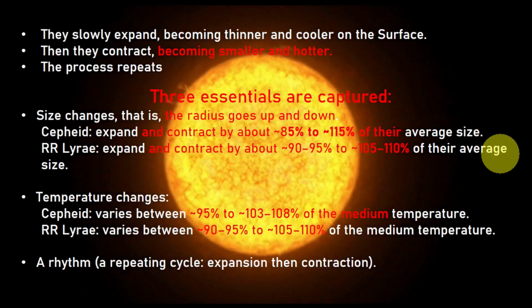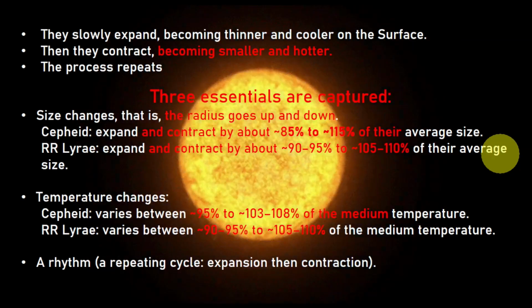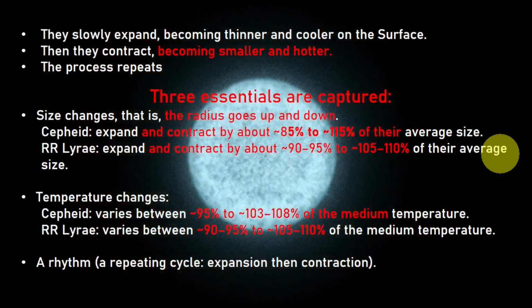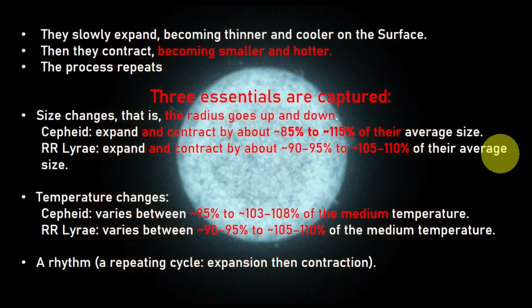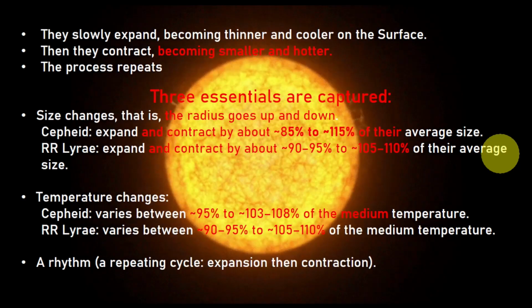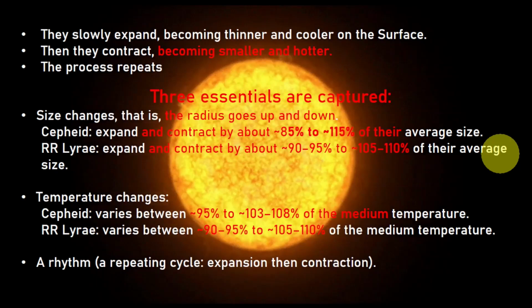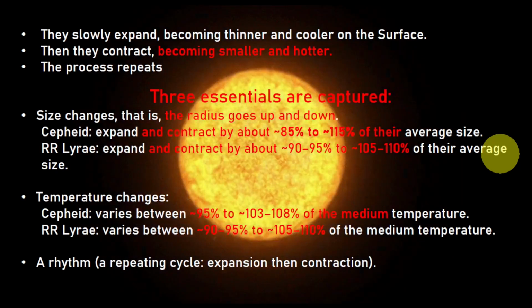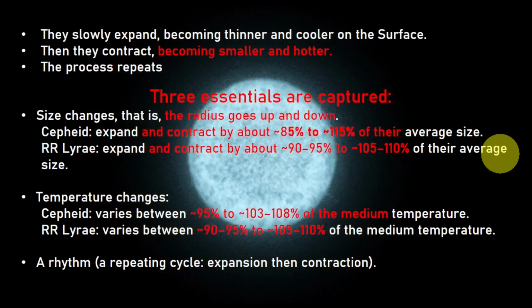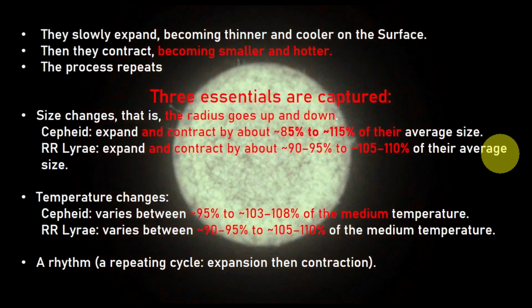So that is what's going on: 15% below, 15% above. Then for RR Lyrae, if the size is 100%, when it contracts, it contracts by 5 to 10% of its original size, so that means 90 to 95%. And when it expands, it becomes 105 to 110% of the average size. So that is a physical change in the size.